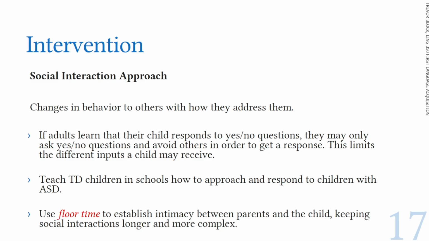Okay, another approach is the social interaction approach. So this is, of course, an interaction. This is outside of working with an SLP or behavioral interventionist, sometimes just parents. This is really focusing on how other people interact with children with autism. Parents are a bit of an issue because adults and parents learn their children very well. They know their patterns. So when you learn that your child responds to certain things well, then you tend to do that more because you know that will elicit more responses.